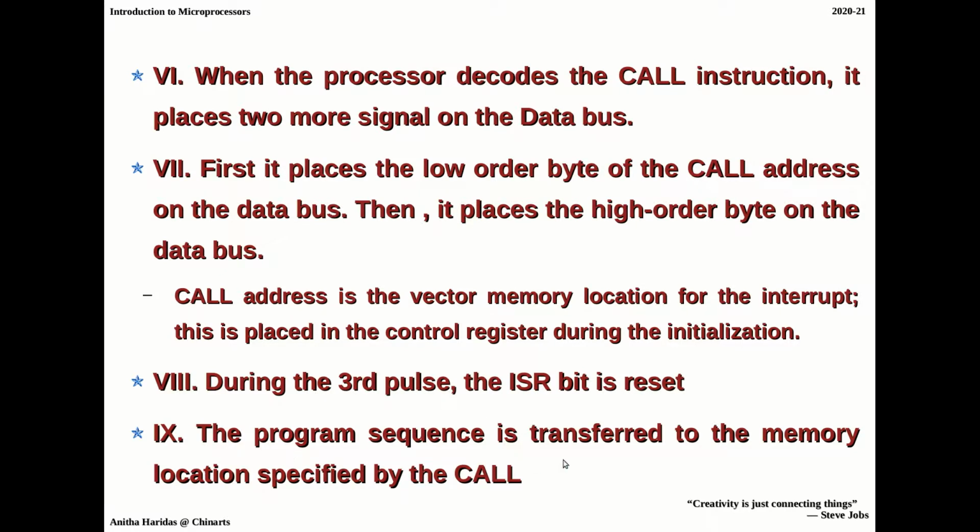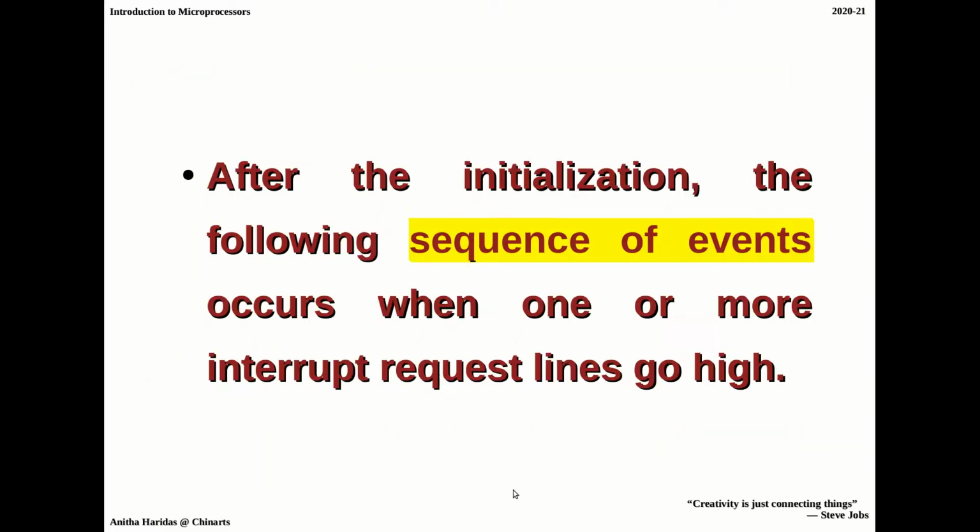Then the program sequence is transferred to the memory location specified by the call instruction. So automatically now the program execution will be transferred to the interrupt service routine. How do you get the interrupt service routine? The call address will have the vector memory location. So this memory location will be specified by the call instruction, and from where the instructions will be executed by the CPU. So this is what happens in the interrupt whenever the interrupt driven data transfer scheme is initiated by the CPU.